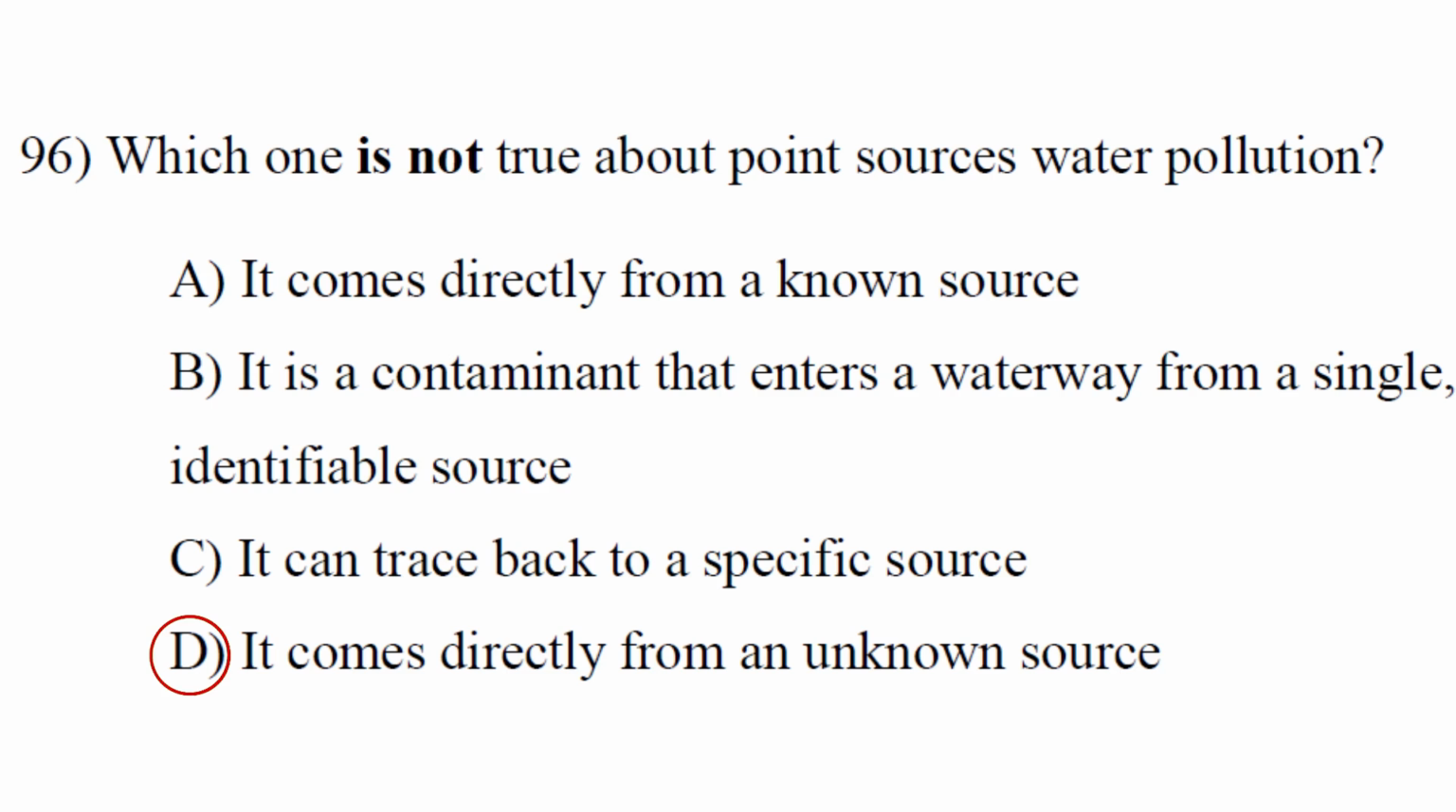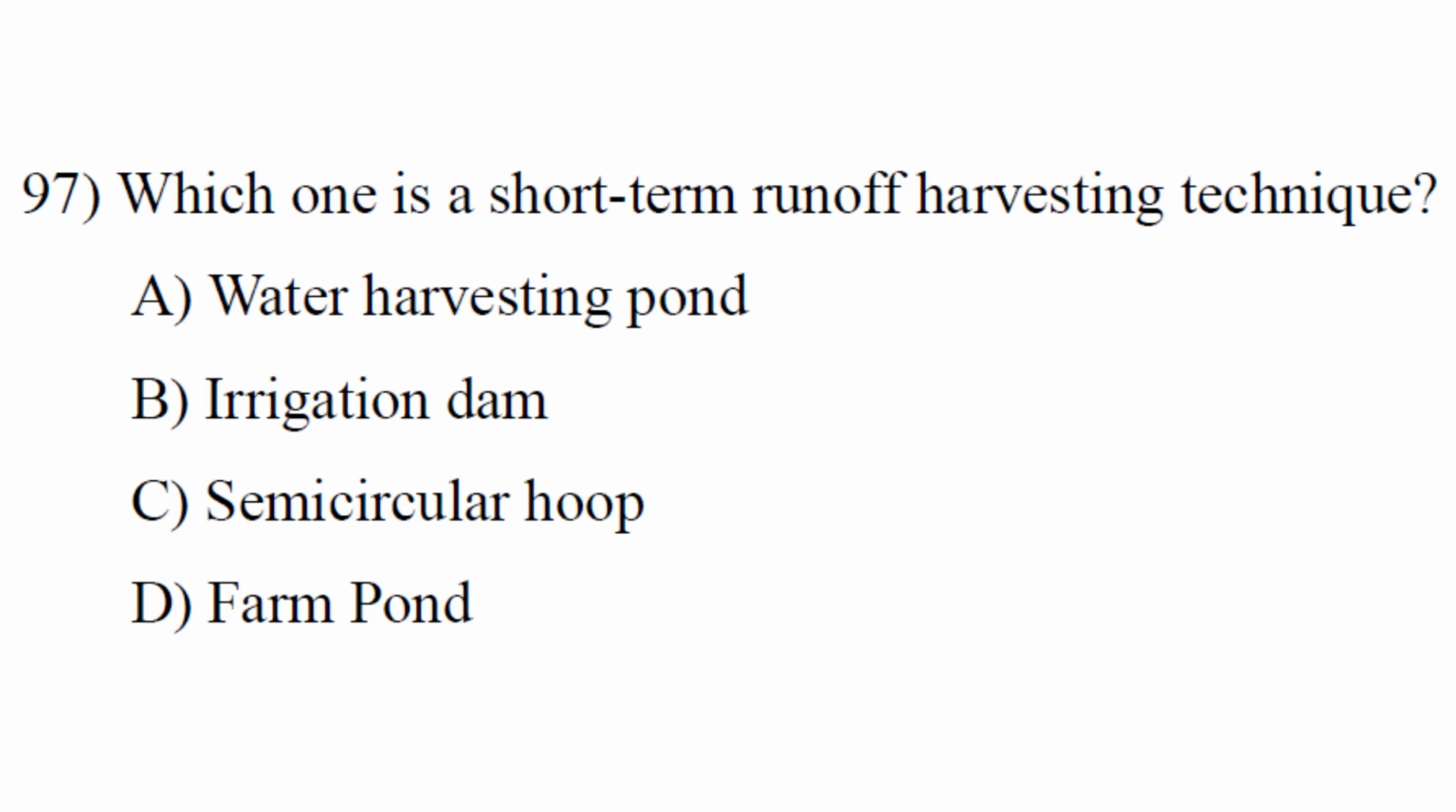Answer, D. It comes directly from an unknown source. 97. Which one is a short-term runoff harvesting technique? A. Water harvesting pond. B. Irrigation dam. C. Semicircular hoop. D. Farm pond.